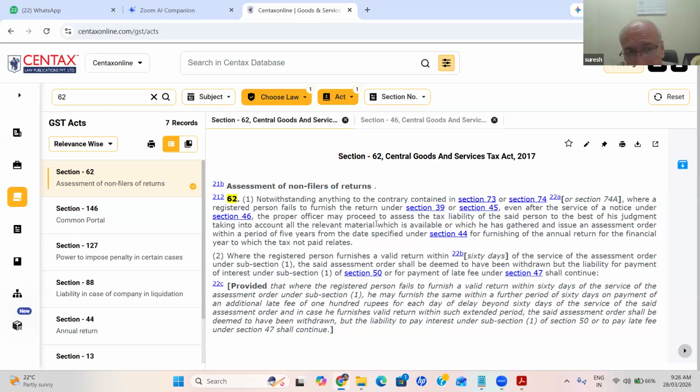There is a proviso inserted with effect from 1st October 23, which simply says that if you fail to file within those 60 days of subsection 2, then you can file it within another 60 days. But here you have to pay a late fee of rupees 100 per day from the 61st day till the date of filing. So it is a small condition of 100 rupees per day additional fee, and if you pay that, then you can file the return within 120 days of the order. So that is a very, very important provision. This is section 62, subsections 1 and 2.